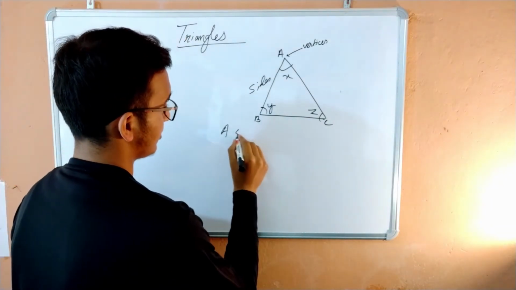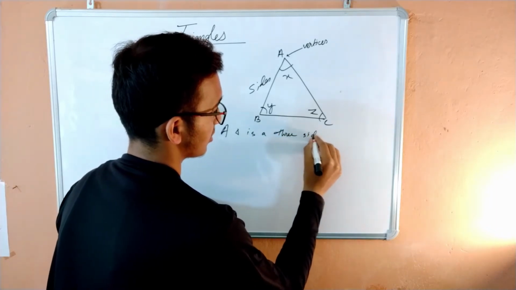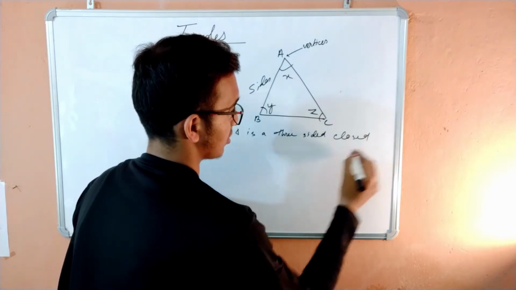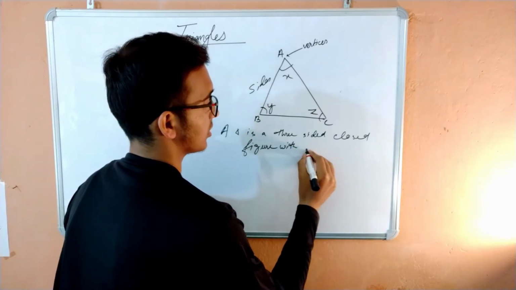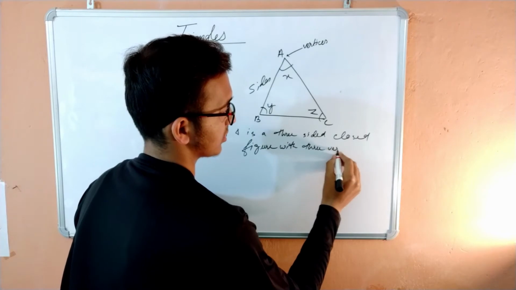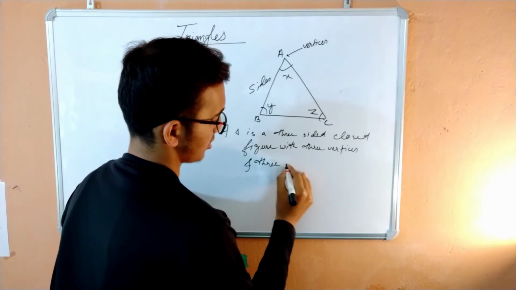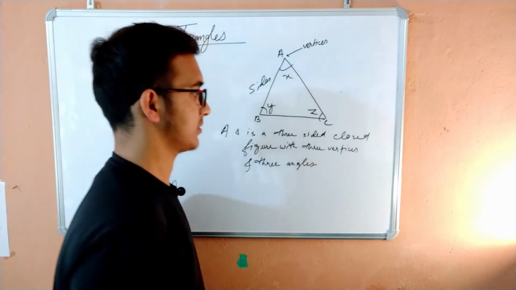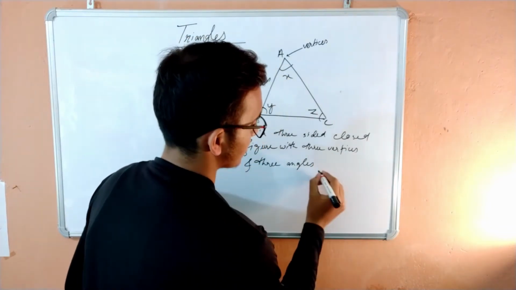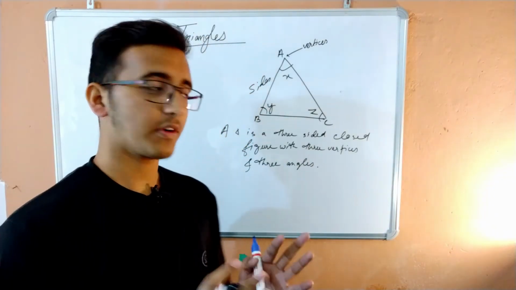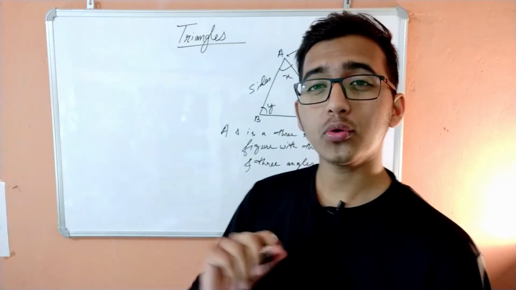A triangle is a three-sided closed figure with three vertices and three angles. So this is the definition of a triangle. Now in today's video, we are going to learn about congruency of triangles.